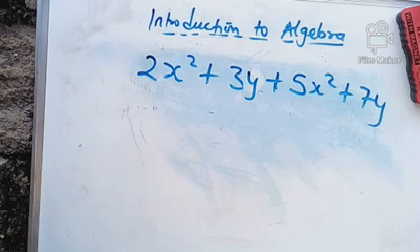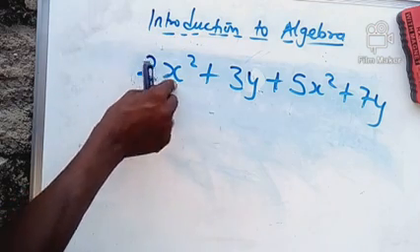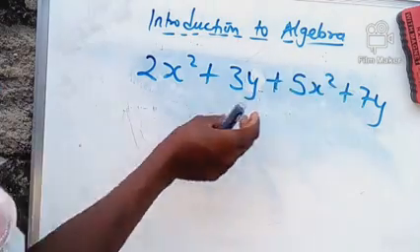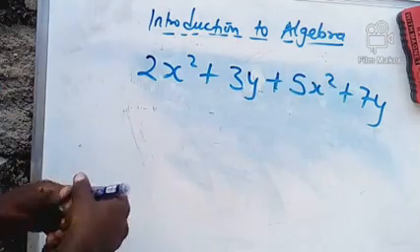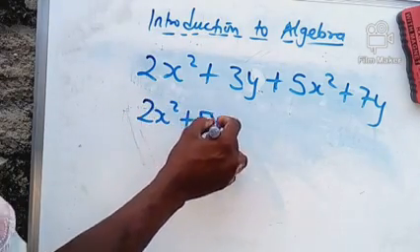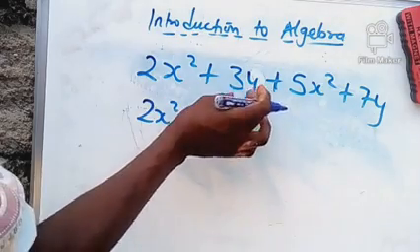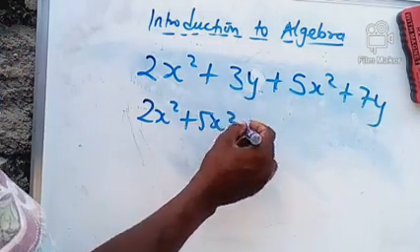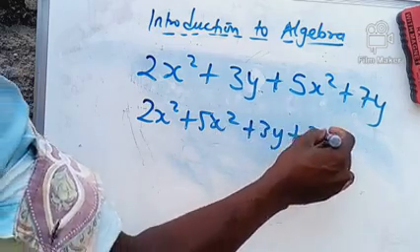So notice again that we have a like term here, x squared: 2x squared and 5x squared. Because these and these are like terms, we collect them together. And when we do that, we have 2x squared plus 5x squared. Then because we have 3y here and 7y here, they are like terms, we collect them again together. We have 3y plus 7y.